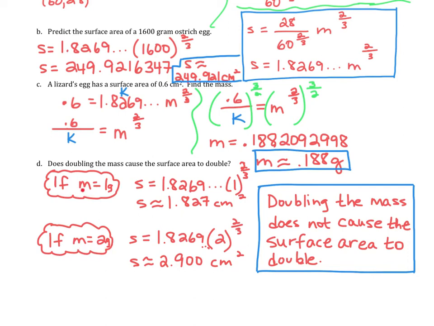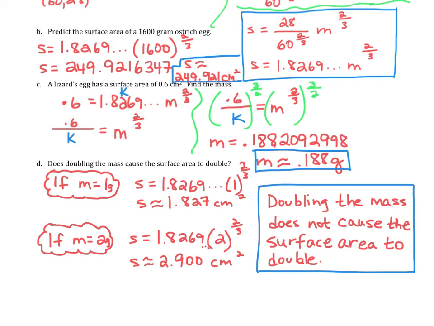So let's plug a value of 1 in for m into our equation. Obviously, we get this surface area. I rounded it to 3 decimals as I have been doing. So the approximation for the surface area, if we have a mass of 1 gram, would be approximately 1.827 centimeters squared. And then if we double the mass value that we started with, so if I double 1, I obviously get 2. So now if I go back to my equation and I plug a value of 2 in for m, and then I plug it into my calculator, again using my stored value for k, I get that the surface area is approximately equal to 2.900 centimeters squared.